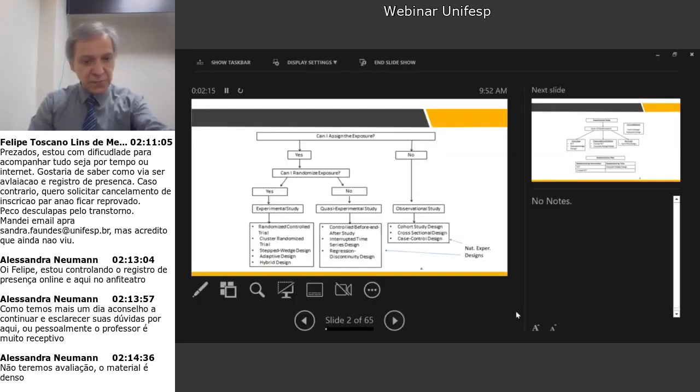Here is the decision tree for experiments and non-experiments, okay? You have the randomized controlled trial and the cluster randomized trial. I'll show both of them to you. Then the stepped wedge design, adaptive design, hybrid design. Adaptive design and hybrid design are a complex, macro view of all these studies. It's just saying we need to build them in an adaptive or hybrid design.